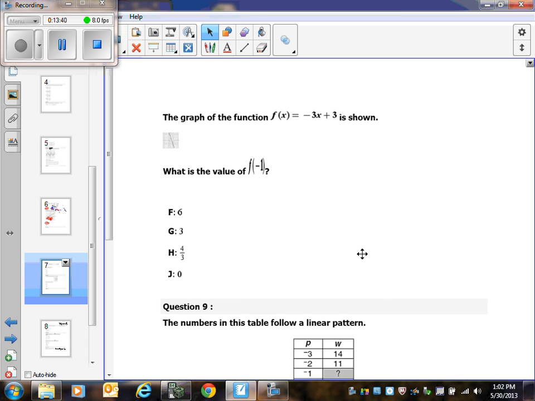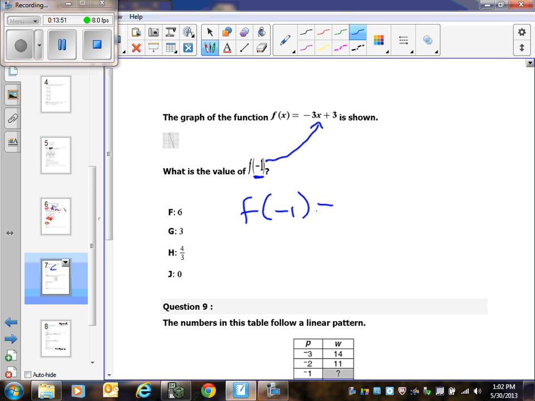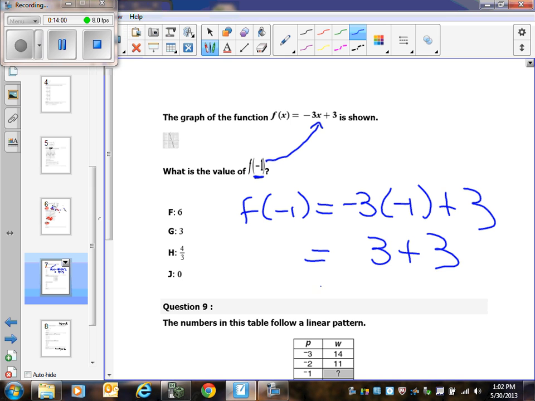So f of -1 just simply means take this -1 and substitute it in for each of your x. So f of -1 is equal to -3 times -1 plus 3. -3 times -1 is +3. And 3 plus 3 is 6. So our final answer is choice F.